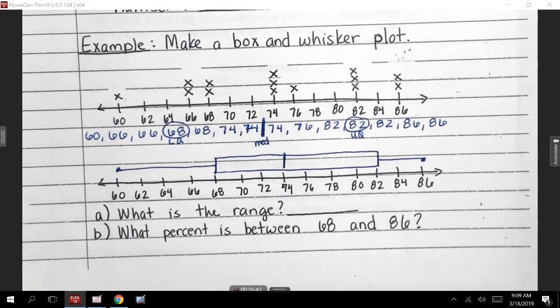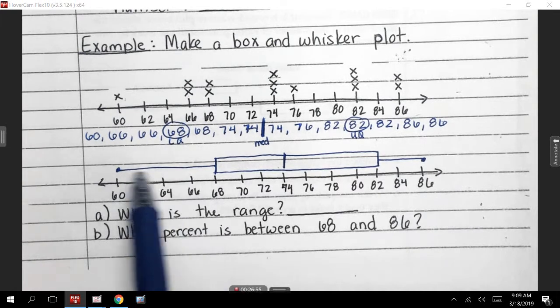What percent is less than 68? What percent would be less than the number 68? What percent of my data is less than the number 68? Daniela? 25, because it's just that one piece. Every single time on a box and whisker, 4 pieces. How much percent are each of them? 25%. Are we okay with that?